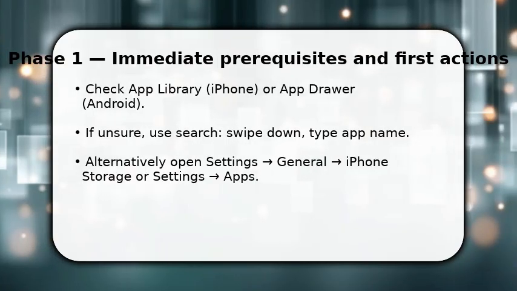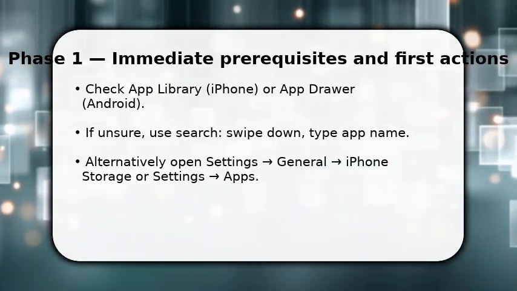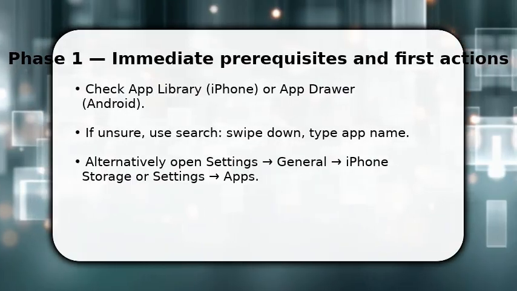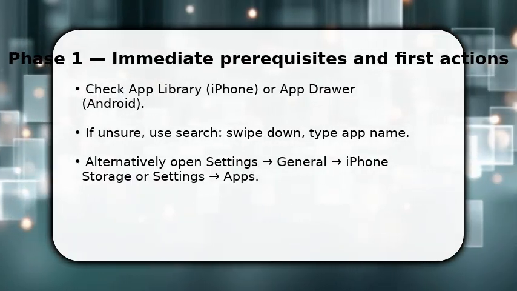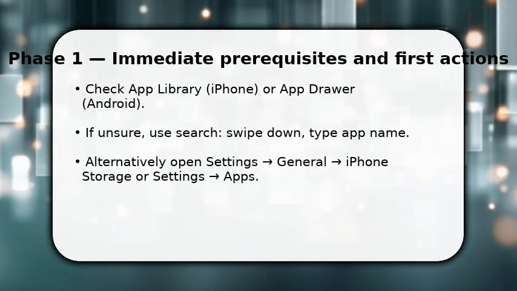You start by locating the app you removed from the home screen. On iPhone, go to the app library. On Android, open the app drawer or use the system search. Once you find the icon, long press it to reveal quick actions. This is faster than navigating to settings.